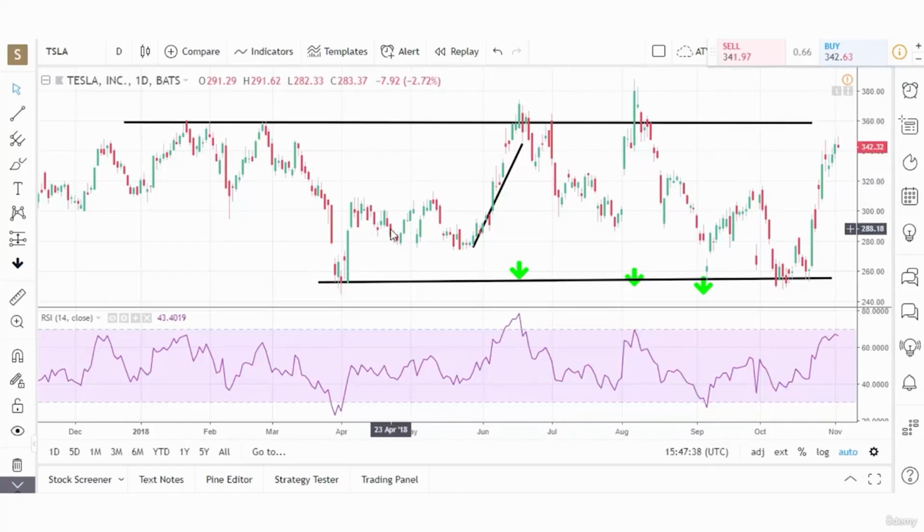So if we had used resistance and support along with our RSI indicator, that would have given us more confidence that the trades were correct at this point. RSI is an oscillator that is best used, if you can use it, with a support and resistance level. So that's RSI combined with support and resistance in the stock of Tesla.